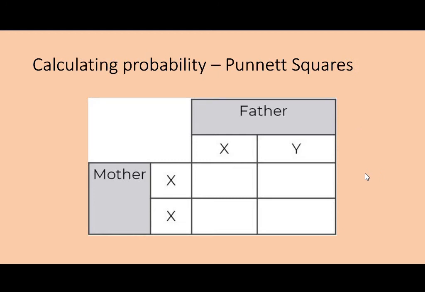So we're going to look at how we calculate that probability, okay, using something called a Punnett square. I'd like you to follow me through this. So I'd like you to pause and draw what's on the screen now into your books. Okay, so we're representing here the father and the mother in the process of fertilization to see what offspring we end up with. So we can see that the father has two chromosomes, the X and the Y, okay, and the mother has an X and an X, okay.